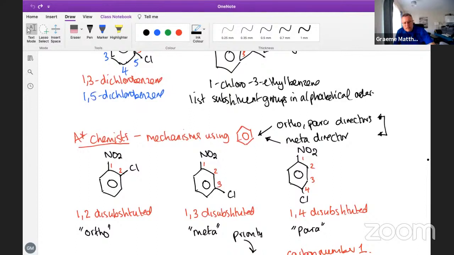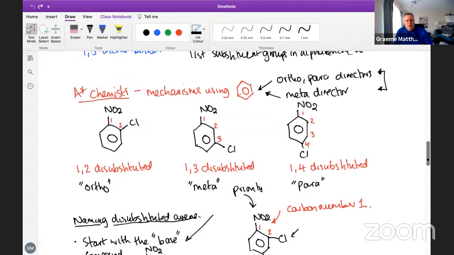Now, this then is the ortho-meta-para naming system. Now, I'm an older chemist. I know it as ortho-meta-para. You're the new modern chemists. You'll know it as the 1,2, the 1,3, and the 1,4.